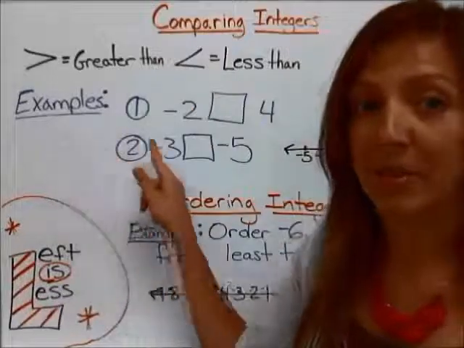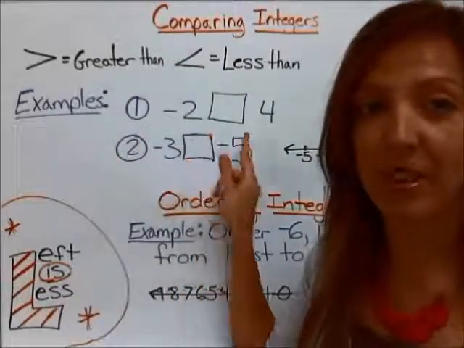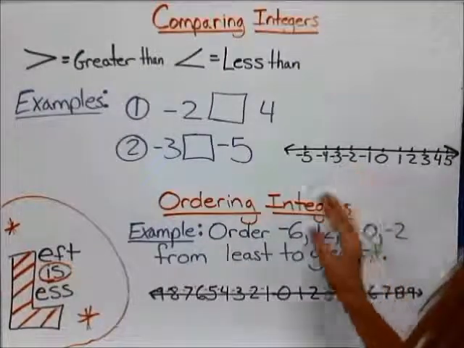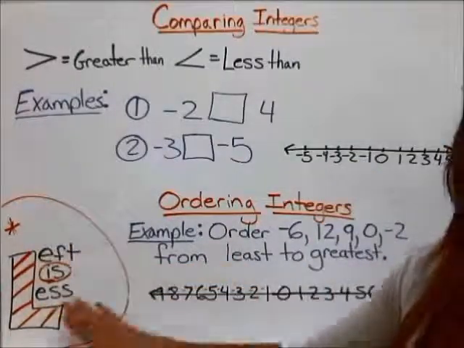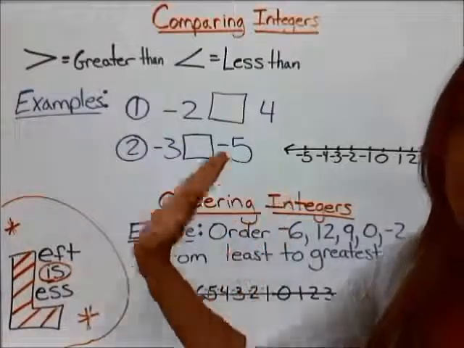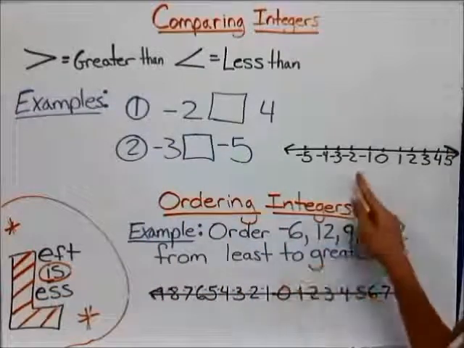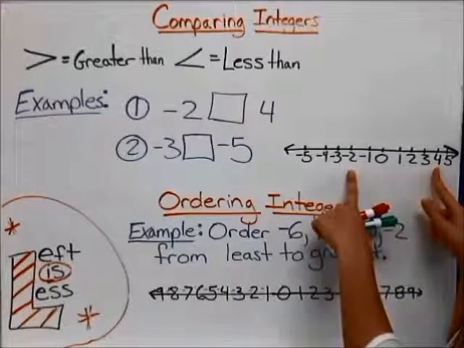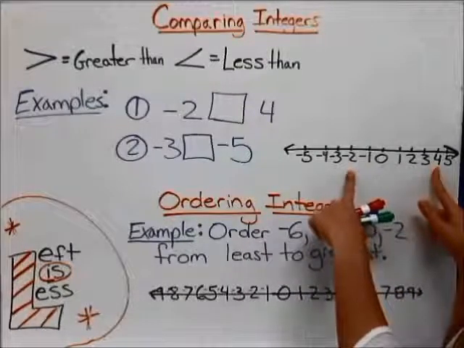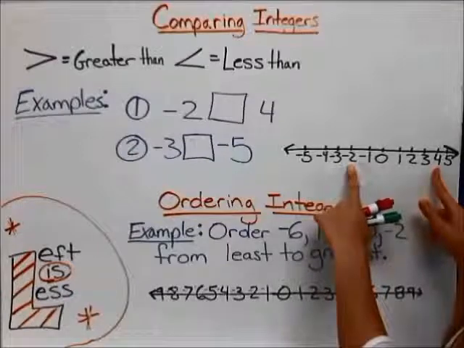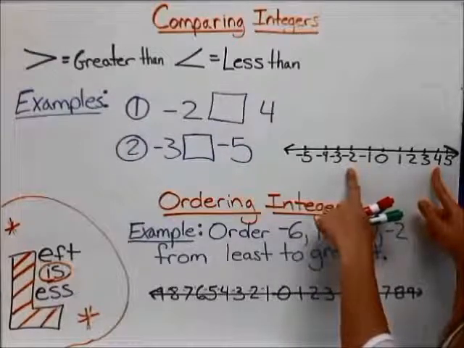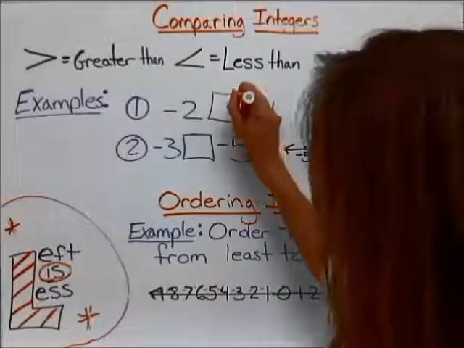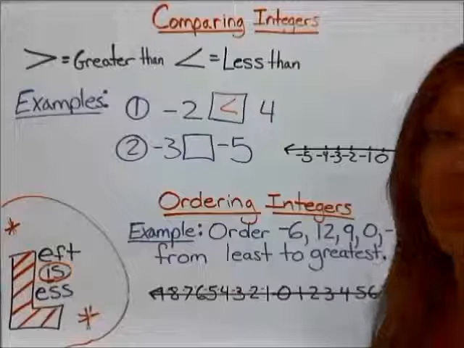So, examples. -2 is greater than or less than 4. Well, I'm going to use my number line over here. I always need to remember that left is less. Left is less. So numbers on the left side of the number line are going to be smaller numbers. -2, and then I have 4 way over here. Well, which one is to the left? The least number would be -2 because it's further to the left. So -2 is less than 4. Let's go to the next one.